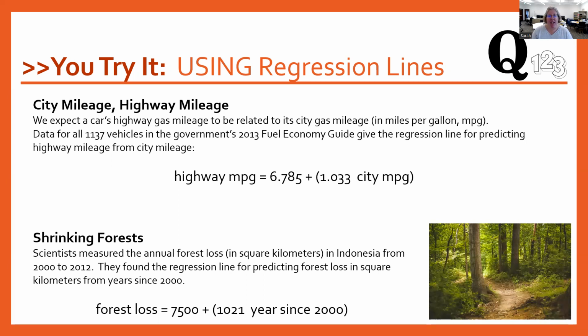So you're going to identify the explanatory and response variable, the slope and the intercept, and interpret them in context. Decide if the intercept is statistically meaningful. And then there's a prediction that you're also asked to make for both of those. So go ahead and work on this first one. Pause the video and give that a try.